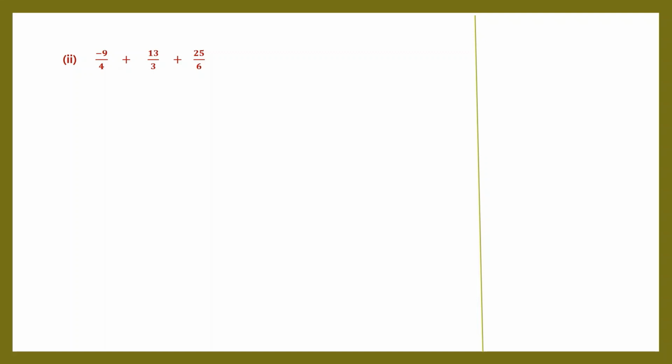Question 2, minus 9 by 4 plus 13 by 3 plus 25 by 6. So let's write down the question once more. So that is minus 9 by 4 plus 13 by 3 plus 25 by 6. Now the denominators are different, so let's find the LCM. 4, 3 and 6. We can start with 3 itself. 4 is not divisible, so we write it down.